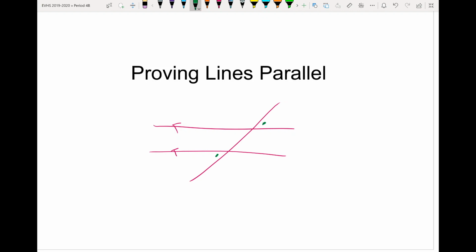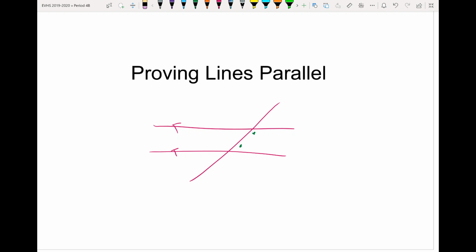All right, what do I call these two? Consecutive, no. Corresponding angles, and those are congruent. What about these guys right here? Consecutive interior angles, and those guys are supplementary. Okay, so we're actually going to go the other direction now.